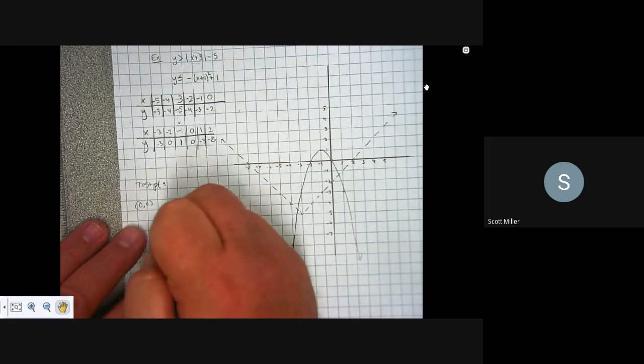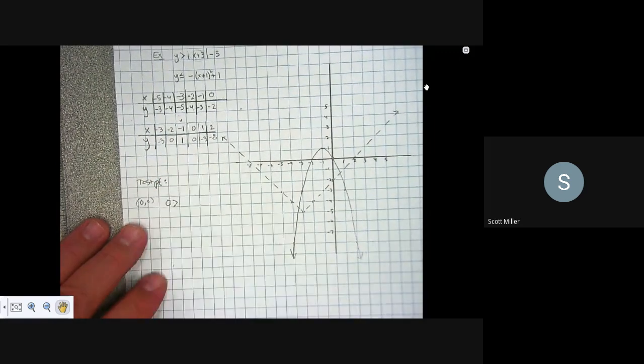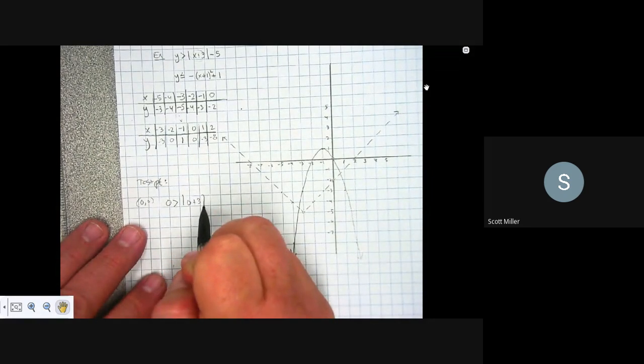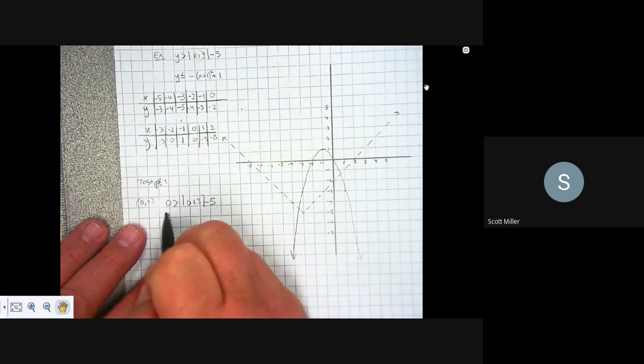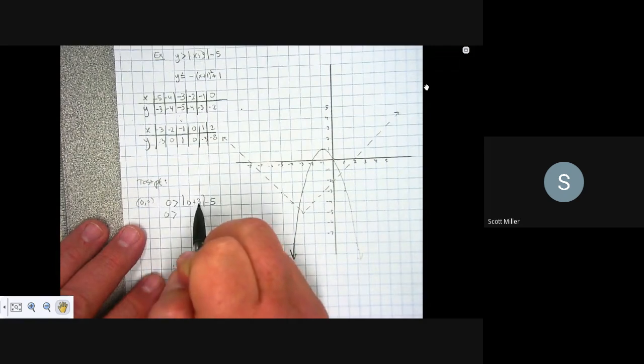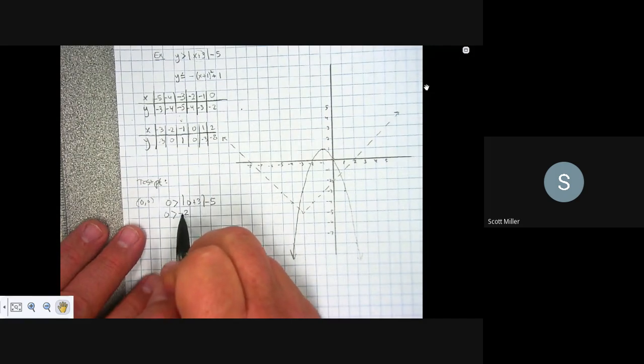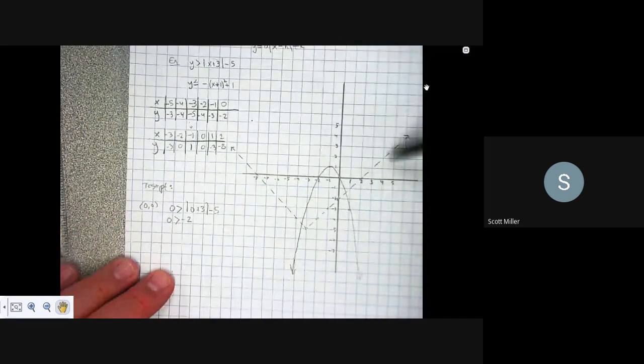And so is 0 greater than the absolute value of 0 plus 3 minus 5? Is 0 greater than 3 minus 5, which is -2? Is this true or false? And 0 is indeed greater than -2. So that means I will be shading on this side of the absolute value.